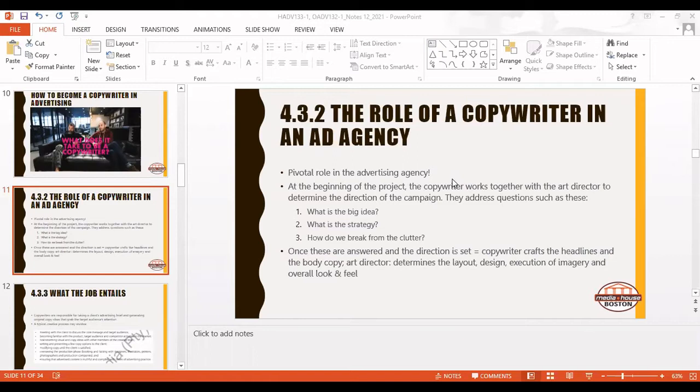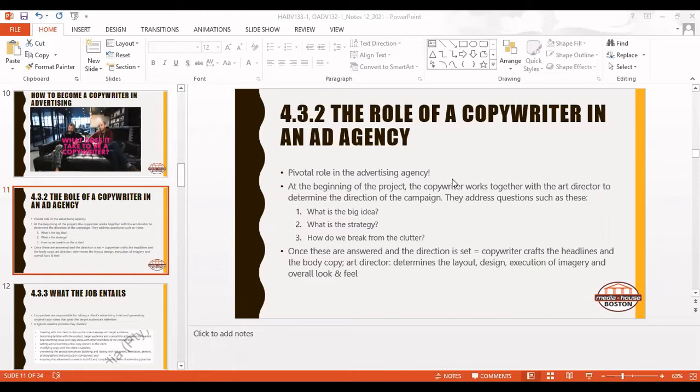How are we going to do this? What is the plan? How are we going to move around? How do we break from the clutter? How do we think out of the box? How do we think out of the ordinary? Our ideas, how do we maneuver? Once you answer all these questions, that means your direction is set. Now you are clear, you know where you want to go with the ideas that you've manufactured.